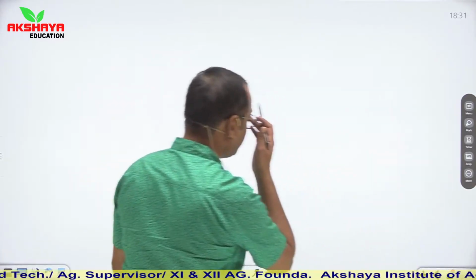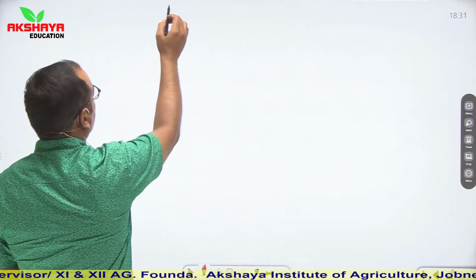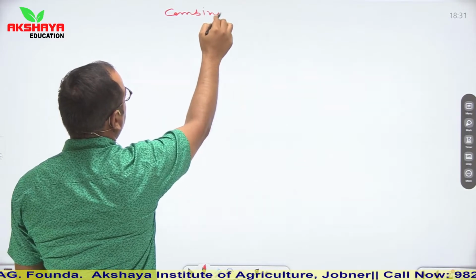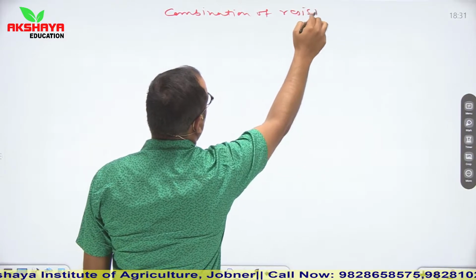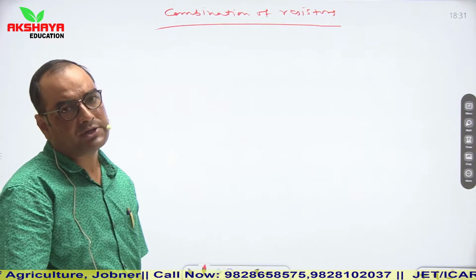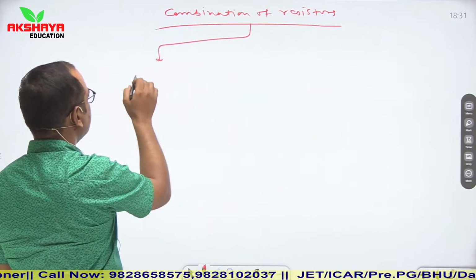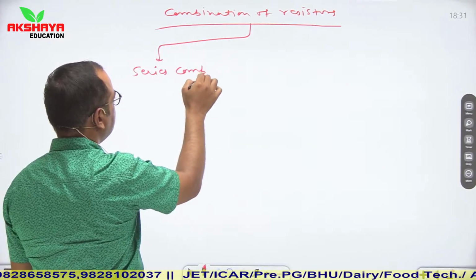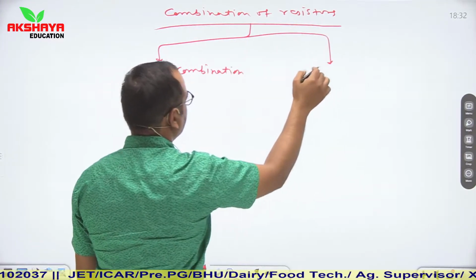Now see, our next topic is based on combination of resistors. Whenever resistors are combined together, this combination may be either in series or parallel. So there are two combinations of resistors. One is series combination, and another one is parallel combination.